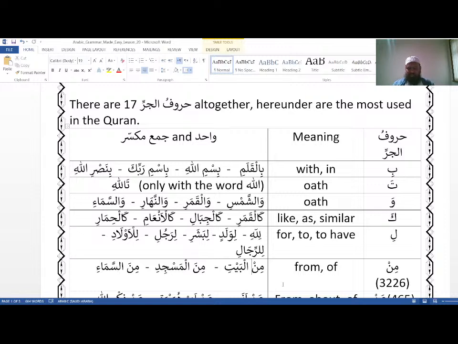We can read or join the next letter. Then we said we put kasra. The normal rule is to put kasra on the first sakin letter. But for min, it will have a fatha. Min al-bayti, min al-masjidi, min al-sama'i. From the house, from the masjid, mosque, and from the sky.